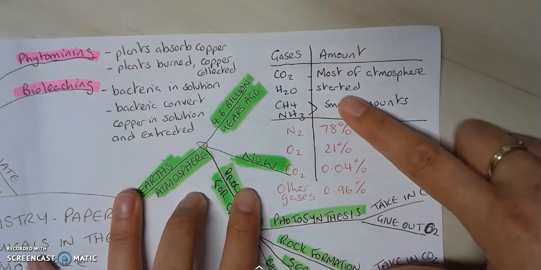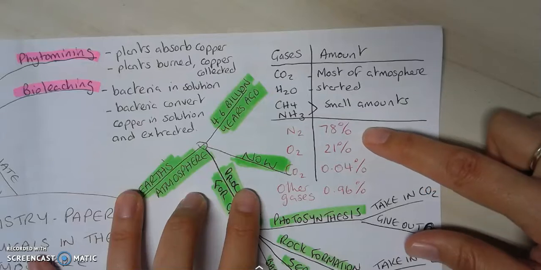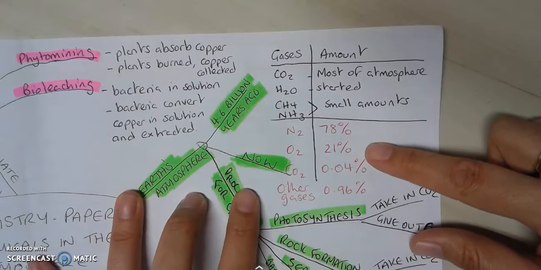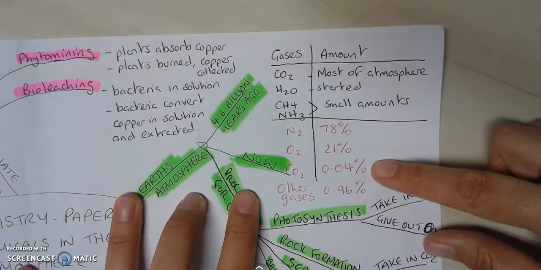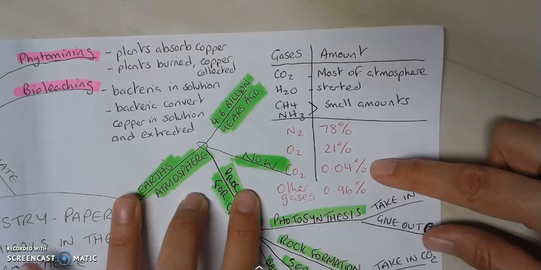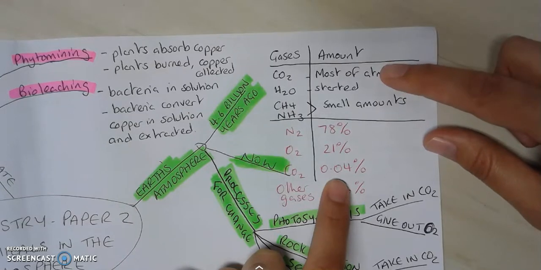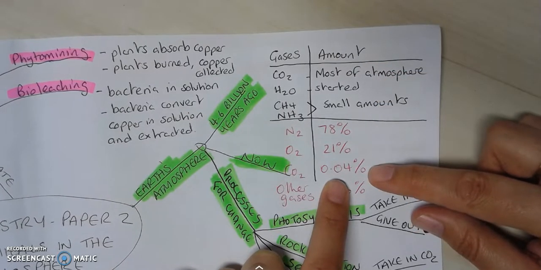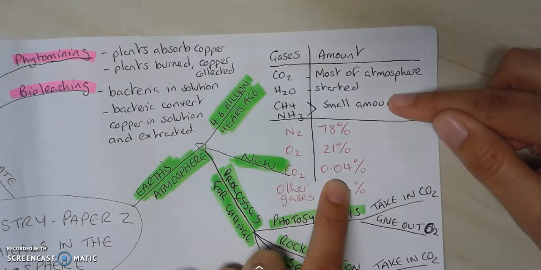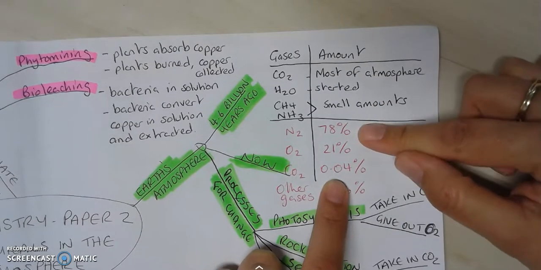However, if we look at the percentages that we have today, nitrogen is 78%, oxygen is 21%, carbon dioxide has gone right down to 0.04%. And that's the important thing to remember. Most of the atmosphere originally was carbon dioxide, to now where it's 0.04%. Whereas in the beginning there were very small amounts of nitrogen and that has gone right up to 78%.